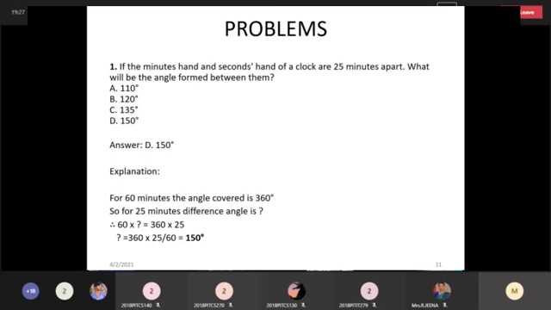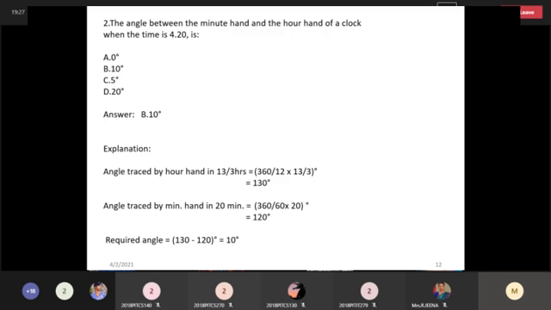Next question. Students, listen to the question. The angle between the minute hand and the hour hand of a clock when the time is 4:20. The options are A 0 degree, B 10 degree, C 5 degree, D 20 degree. So let's see the explanation for this problem.